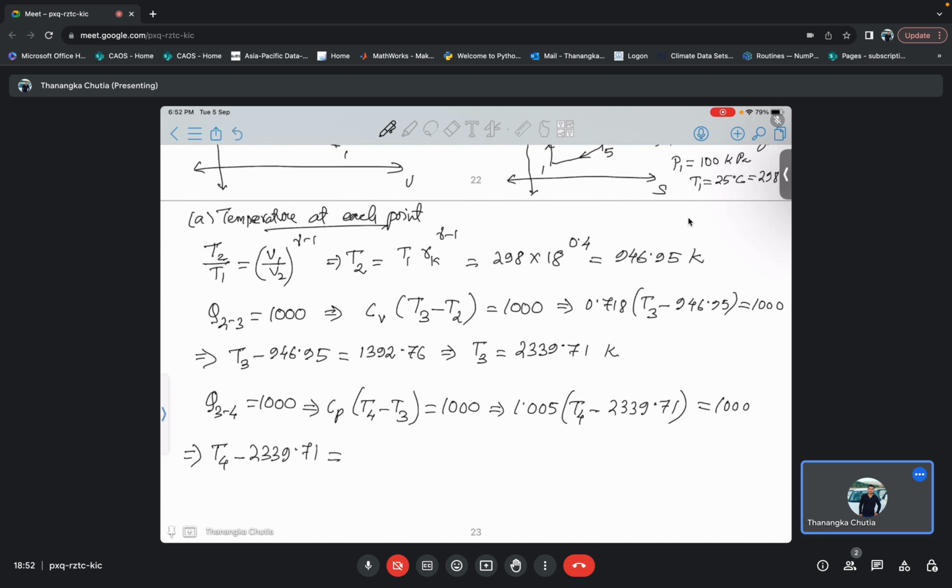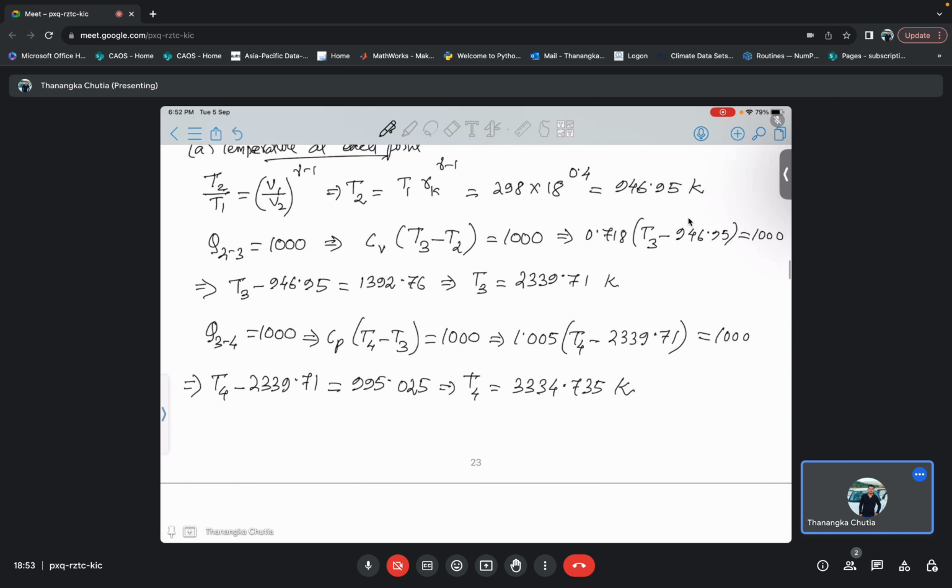1.005. This will be 995.025, so from here T4 is 995.025 plus 2339.71, and you will get this one as 3334.735 Kelvin. Okay, so we have got T1, T2, T3, and T4. Now our task will be to calculate T5.